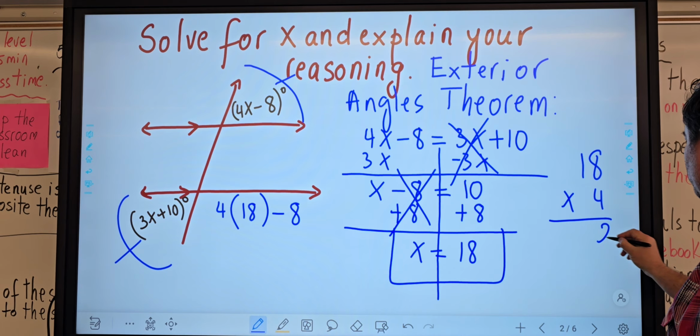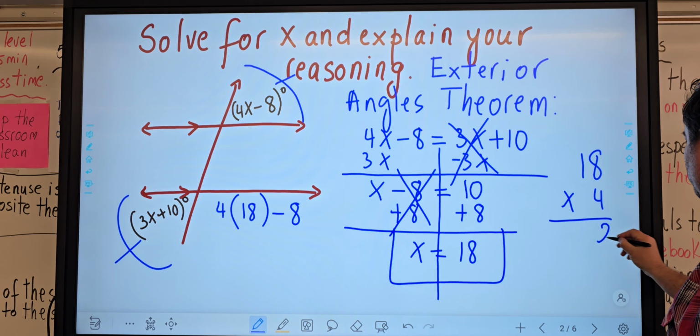So let's have that. 4x minus 8, since this angle is on this side of the transversal, and since this angle is on the other side of the transversal, but outside of the parallel lines, equals 3x plus 10. And let's see what we get.